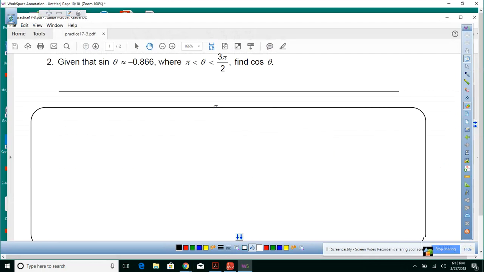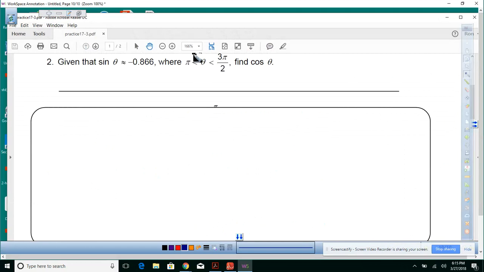What do we do first? We figure out pi and 3 pi over 2, that is going to be quadrant 3. Okay, so sine theta is going to be negative and cosine theta, both of them are negative. Okay, so our final answer, both of them will be negative.